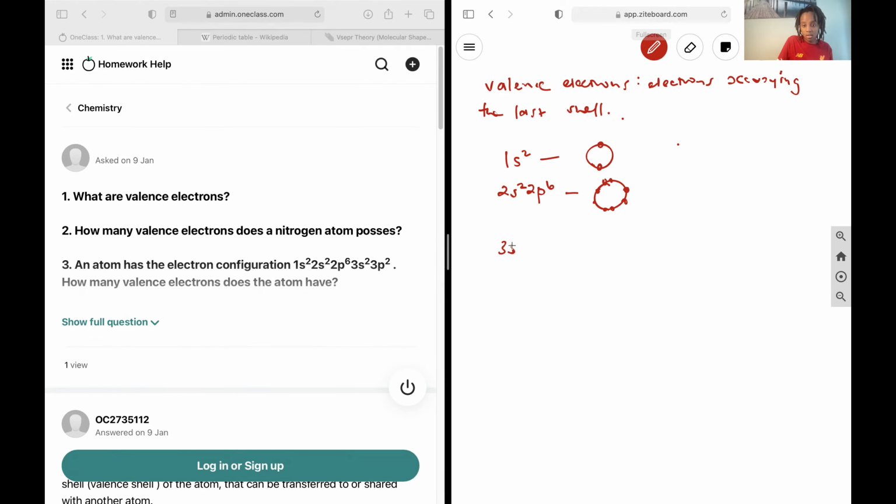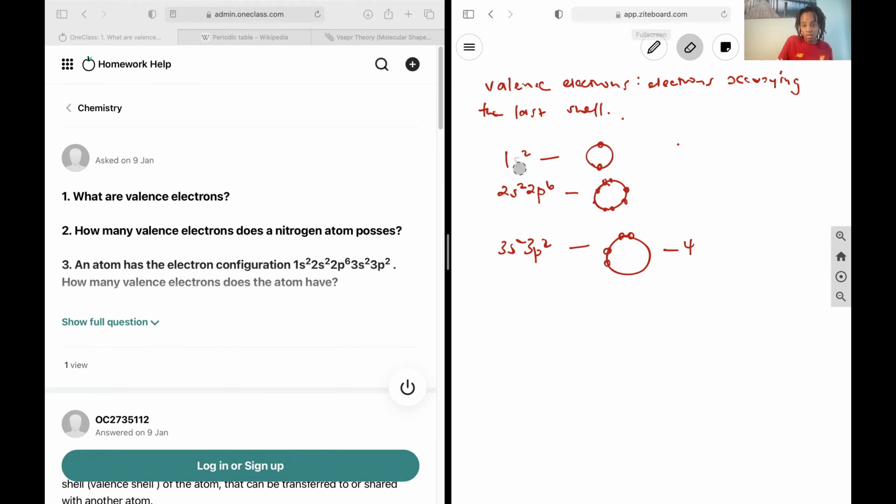And then lastly, we have 3s2, 3p2. And so that's also going to be another shell, and we have 4 electrons. And so we'll have 1, 2, 3, 4 on the last shell. So you have 4 valence electrons.